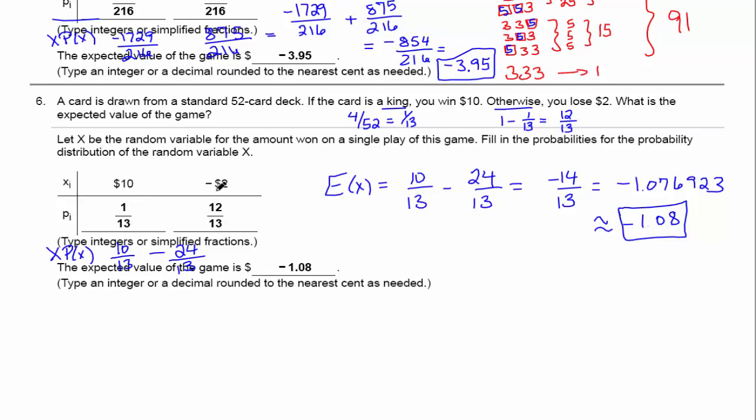So again, multiply them together, add them all up, and I get minus $1.08. Again, a long-term average. Sometimes we're going to win $10, sometimes we're going to lose $2. But in the end, the long-term average is we're going to lose $1.08. That's why if you go to Las Vegas and you win, stop. Because if you keep winning, eventually you're going to lose because the game favors the casino.